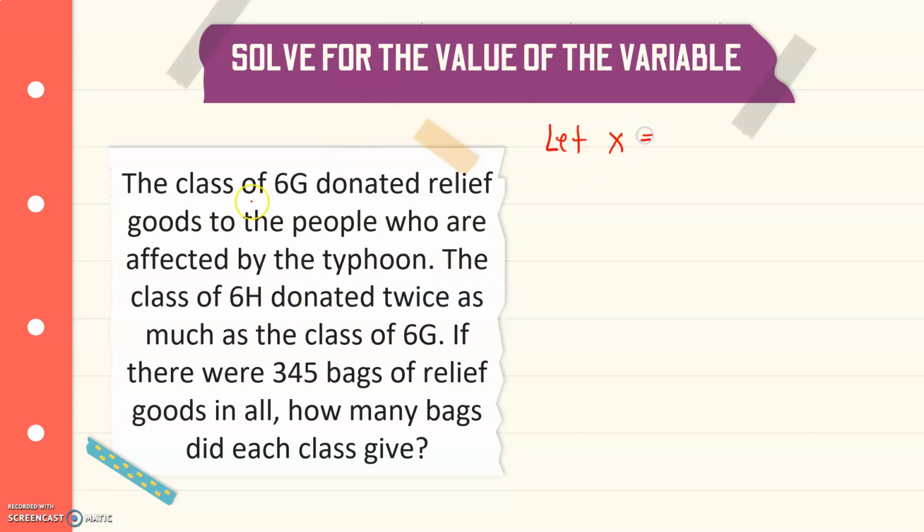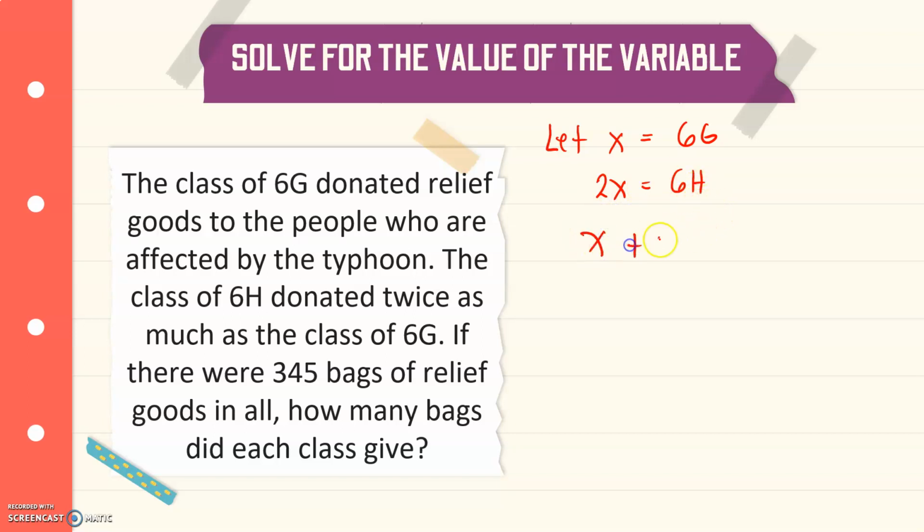That means we'll have to use representations. Let's say X is the number of bags donated by 6G. Then it is given that the class of 6H donated twice as much. So when we say twice as much, we'll have to double X. So that will give us 2X. And this is the number of bags donated by 6H.